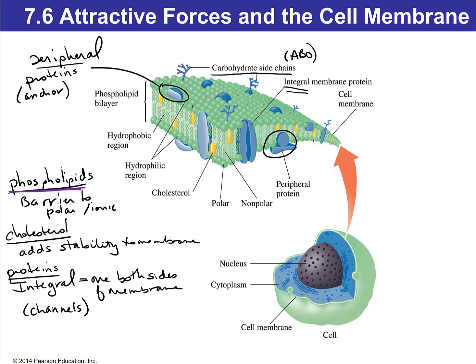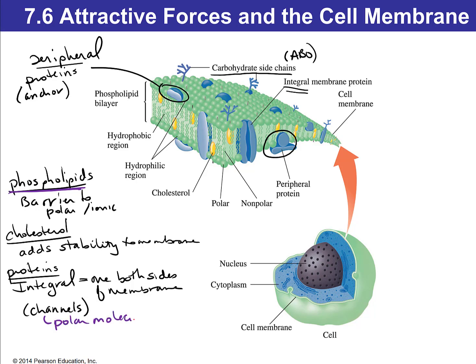To add stability, that's the little yellow bean-looking things that are in the membrane. That's cholesterol. And then the last one we were talking about was the proteins. Integral proteins are ones like this one that are found through the membrane. So you can see it on one side and it spans all the way across to the other side. Those act as things like channels, so that's going to control what moves in and out.